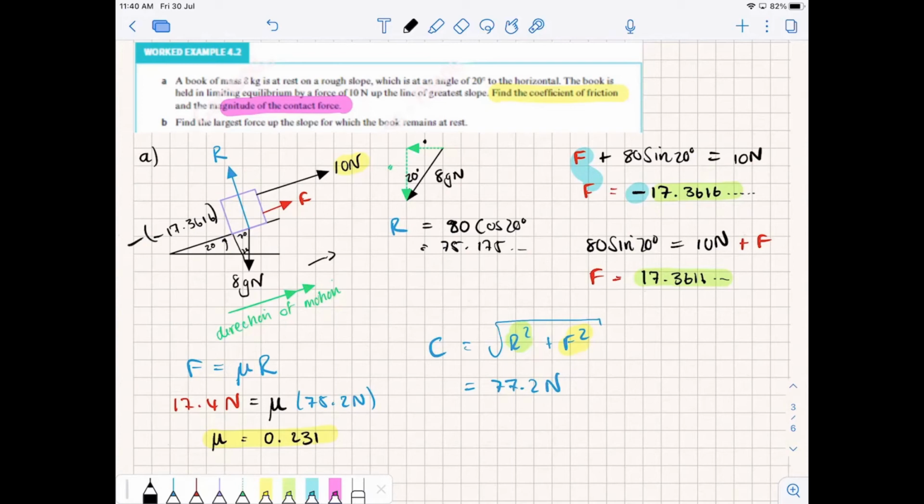Okay, part B says find the largest force up the slope for which the book remains at rest. Right, now it's kind of putting the light bulb on and saying, oh, actually we weren't pulling this book with enough tension. We were only holding it with enough tension to prevent it from slipping down the hill. Now we want to find out how much do I actually need to pull this book up the hill to get it to a point that it's just about to move, okay?